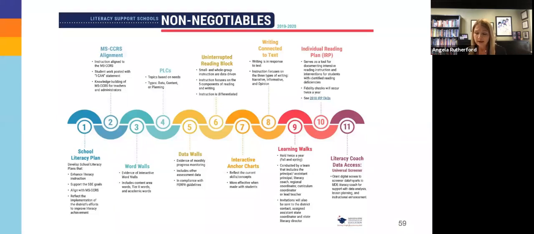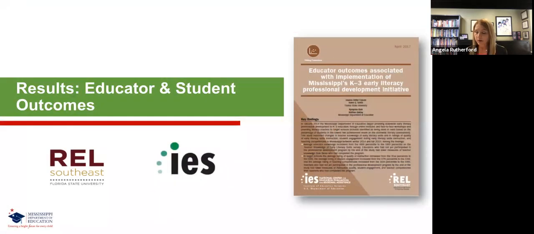I'll just point you to one study, and the report was released back in the spring of 2017, so three years into implementation. This was conducted by the REL Southeast, housed at Florida State University, in collaboration with our Department of Education. We wanted to know whether we were seeing in classrooms that science of reading knowledge being presented to teachers and educators. One, was their knowledge base increasing around the science of reading after participating? And then also, did that translate into classroom practice? That's about a 12 to 15 page report that really provides more information about those initial results.